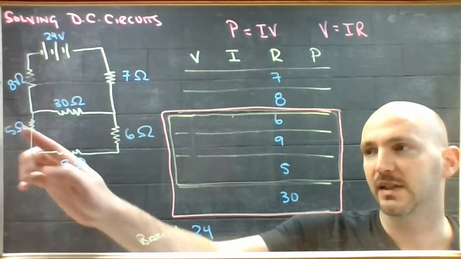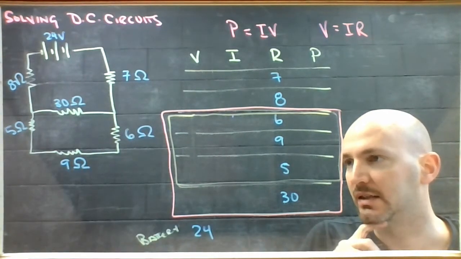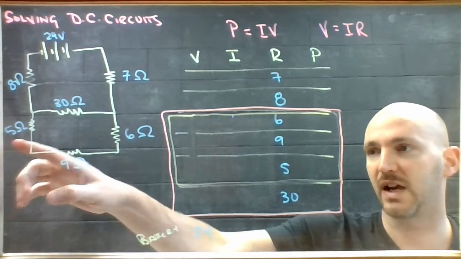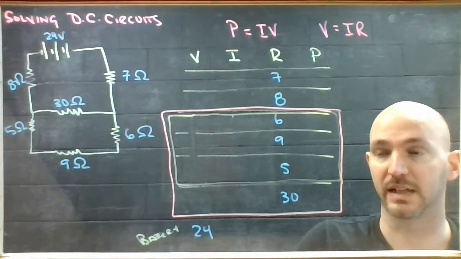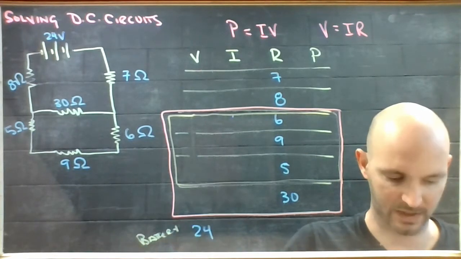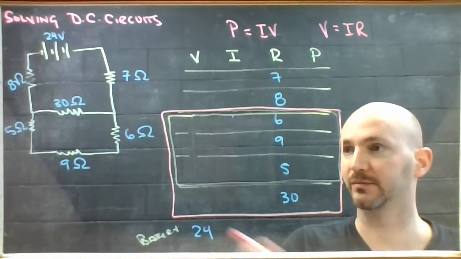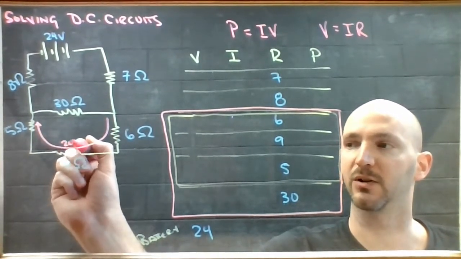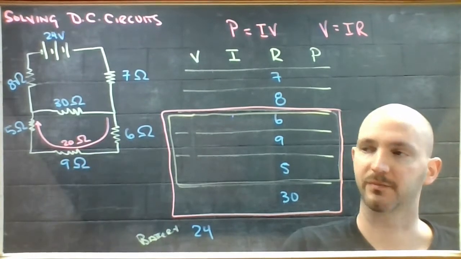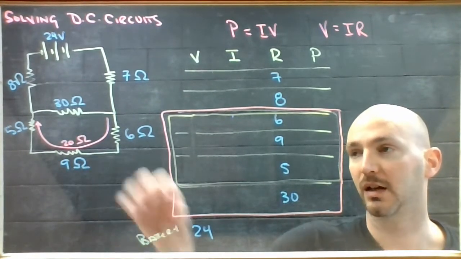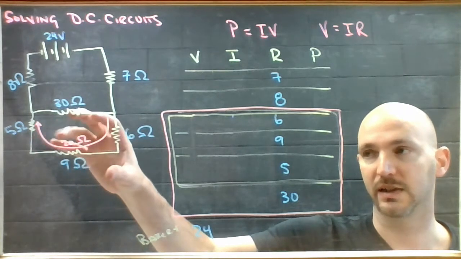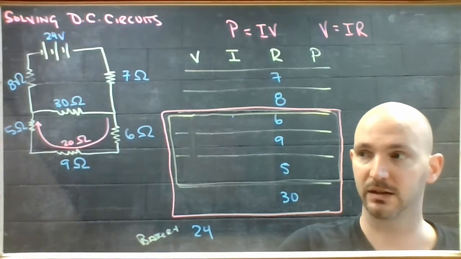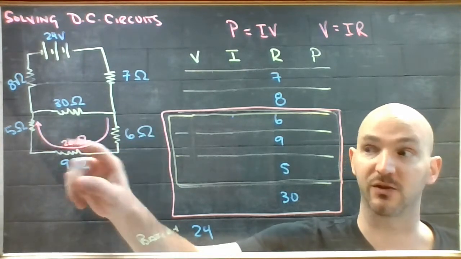So this could basically be considered a single resistor with resistance of 5 plus 6 is 11 plus 9 is 20. So this all the way around here, that's worth 20 ohms. And then this little structure here is going to end up being parallel, right? It's a 30 in parallel with this branch that's worth 20.